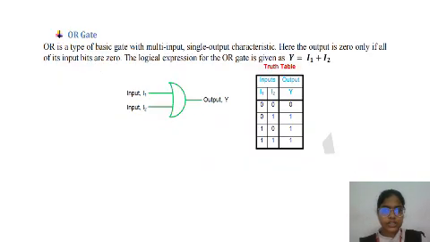And the third is OR gate. OR is a type of basic gate with multiple input, single output characteristics.